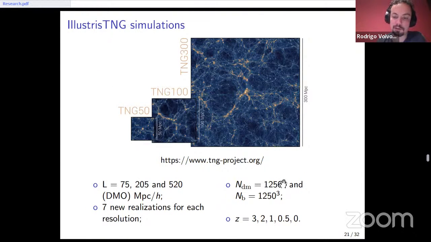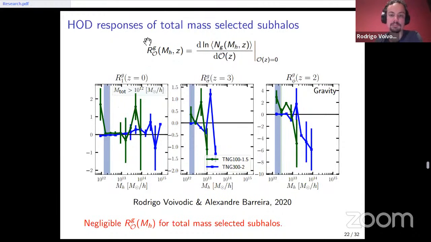And we have 1250 dark matter particles and 1250 baryonic particles, okay? And we have outputs in 5 different redshifts. So, using these, we can explicitly compute the derivatives, so you can explicitly compute the response.